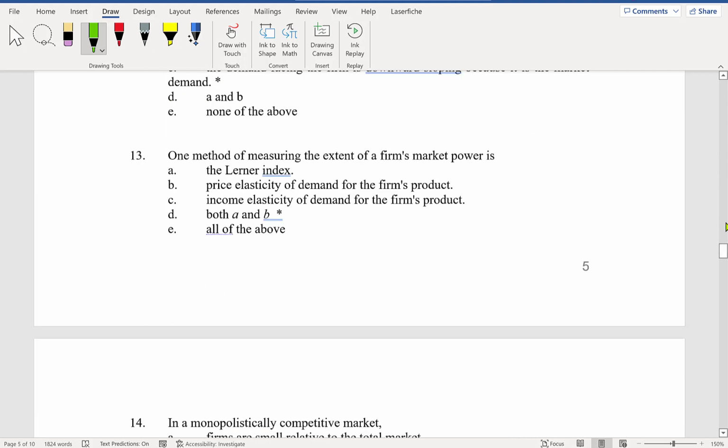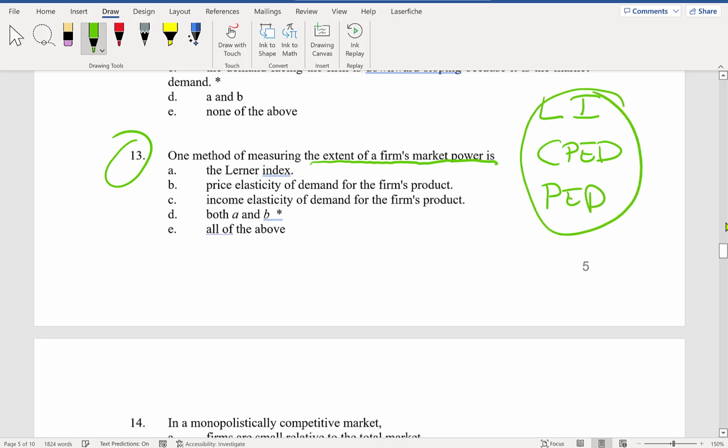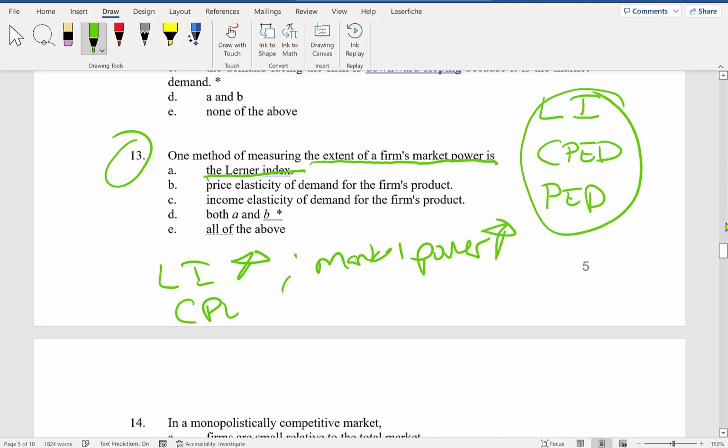Okay, so chapter 12, question 13. One method of measuring the extent of a firm's market power is, we have Lerner index, we have cross price elasticity of demand, and we have price elasticity of demand. We talked about this. Lerner index, the higher the Lerner index, the more market power goes up. Cross price elasticity of demand for substitutes, right? This is a positive number. You want this to be small. The smaller it is, the market power is higher.